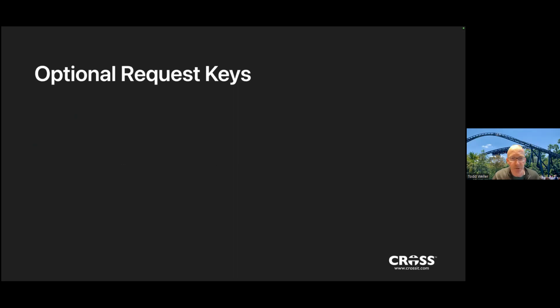And then there's some optional request keys that you can use there, such as a mod ID. When you're doing an update action, if you provide a mod ID and it does not match the modification ID of the record to be updated, then it will not succeed. So it's a way to just check and make sure that the record hasn't been updated through some other method that you're not aware of.